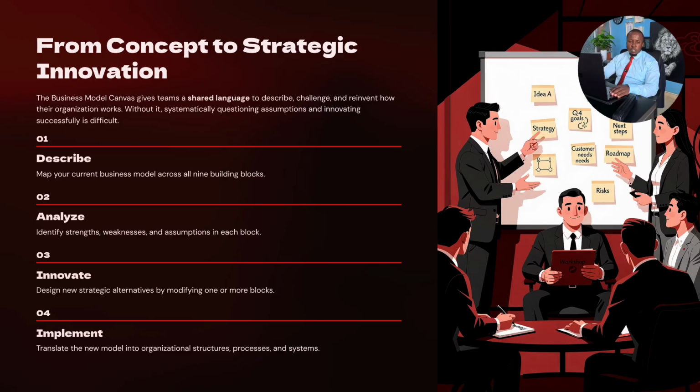So the first stage is to describe. You map your current business model across all 9 building blocks. Next, you analyze. So identify strengths, weaknesses, and assumptions in each block. After that, you innovate, where you design new strategic alternatives by modifying one or more blocks. And finally, you implement, where you translate the new model into organizational structures, processes, and systems.